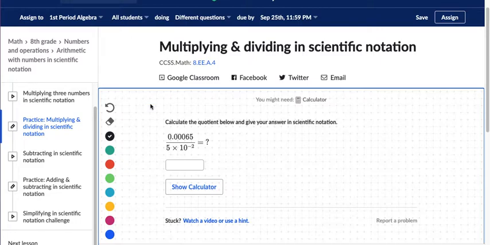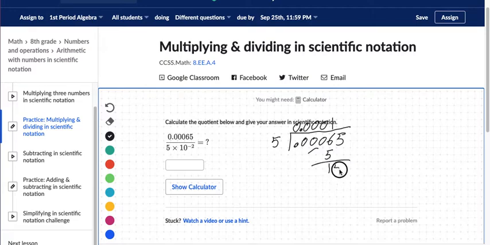Alright, this one's fun too. Again, when we multiply and divide, it doesn't matter which order, so we're going to leave that 10 to the negative 2 for later, and we're just going to do 0.00065 divided by 5. Well, 5 can't go into that, so we're automatically going into a decimal. It goes into 0, 0 times, 0, 0 times, 0, 0 times, 6 one time, that gives me a 5. 6 minus 5 is 1, that brings down a 5.